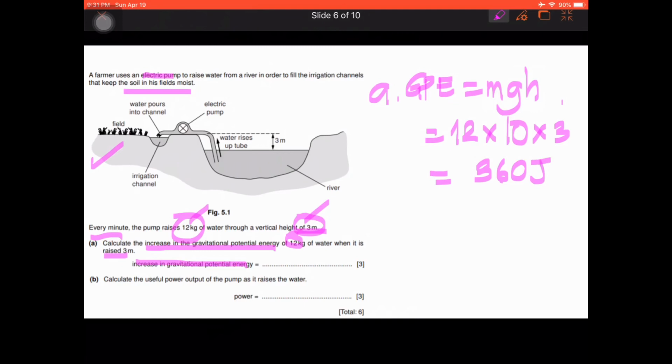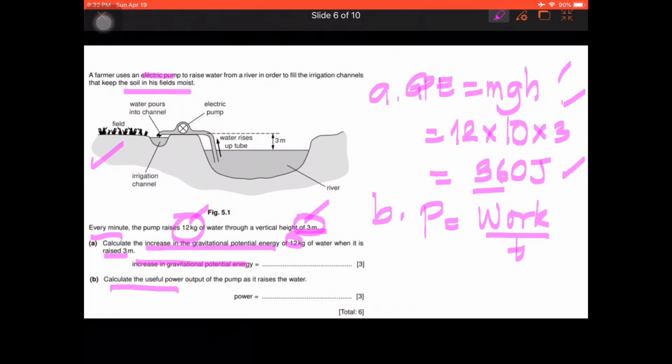This is 3 marks. Why is it 3 marks? You will be given a mark for the formula, the working, and then the answer, and the SI unit is very important. Okay, letter B. For letter B, we are asked to calculate the useful power output of the pump as it raises the water. So power here is equal to work divided by time.